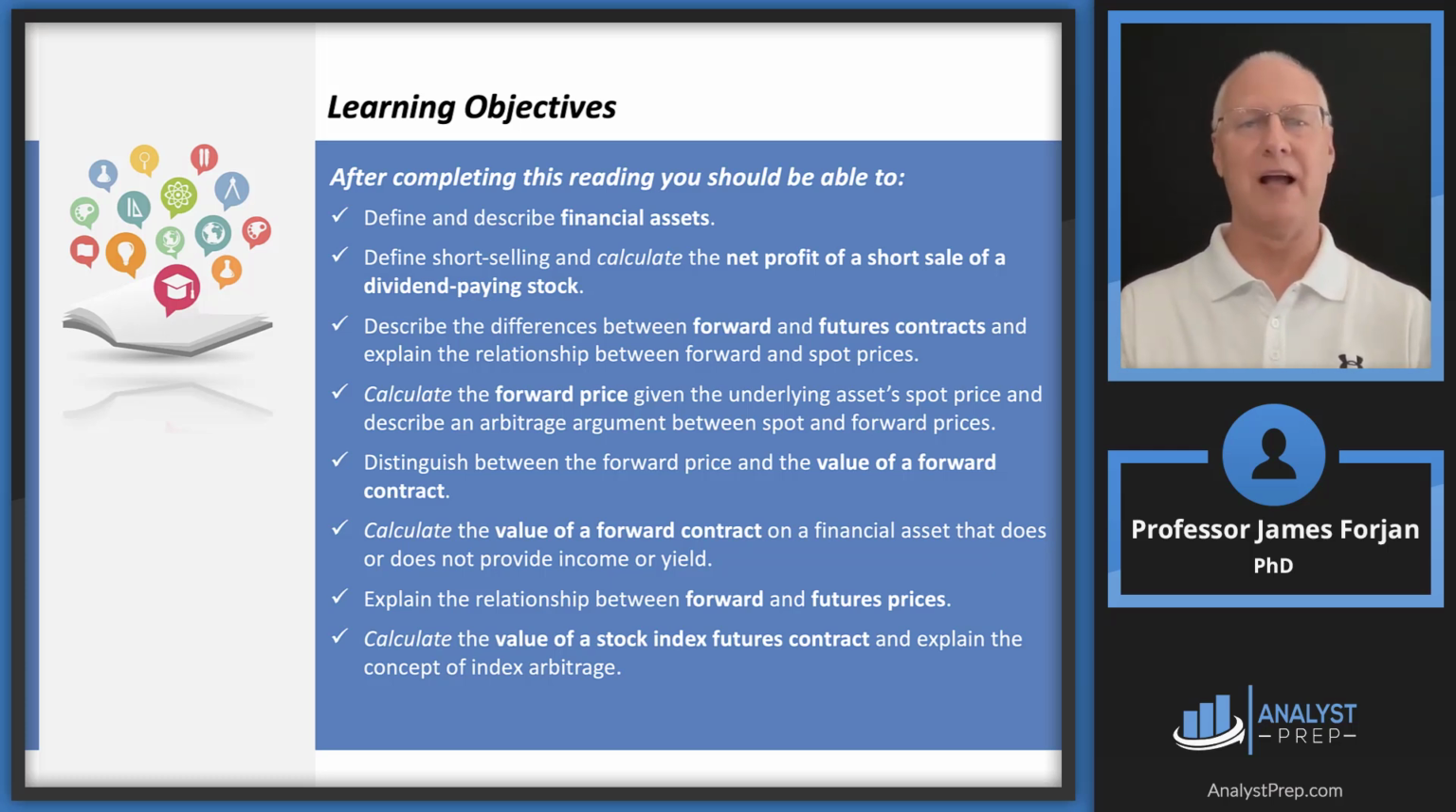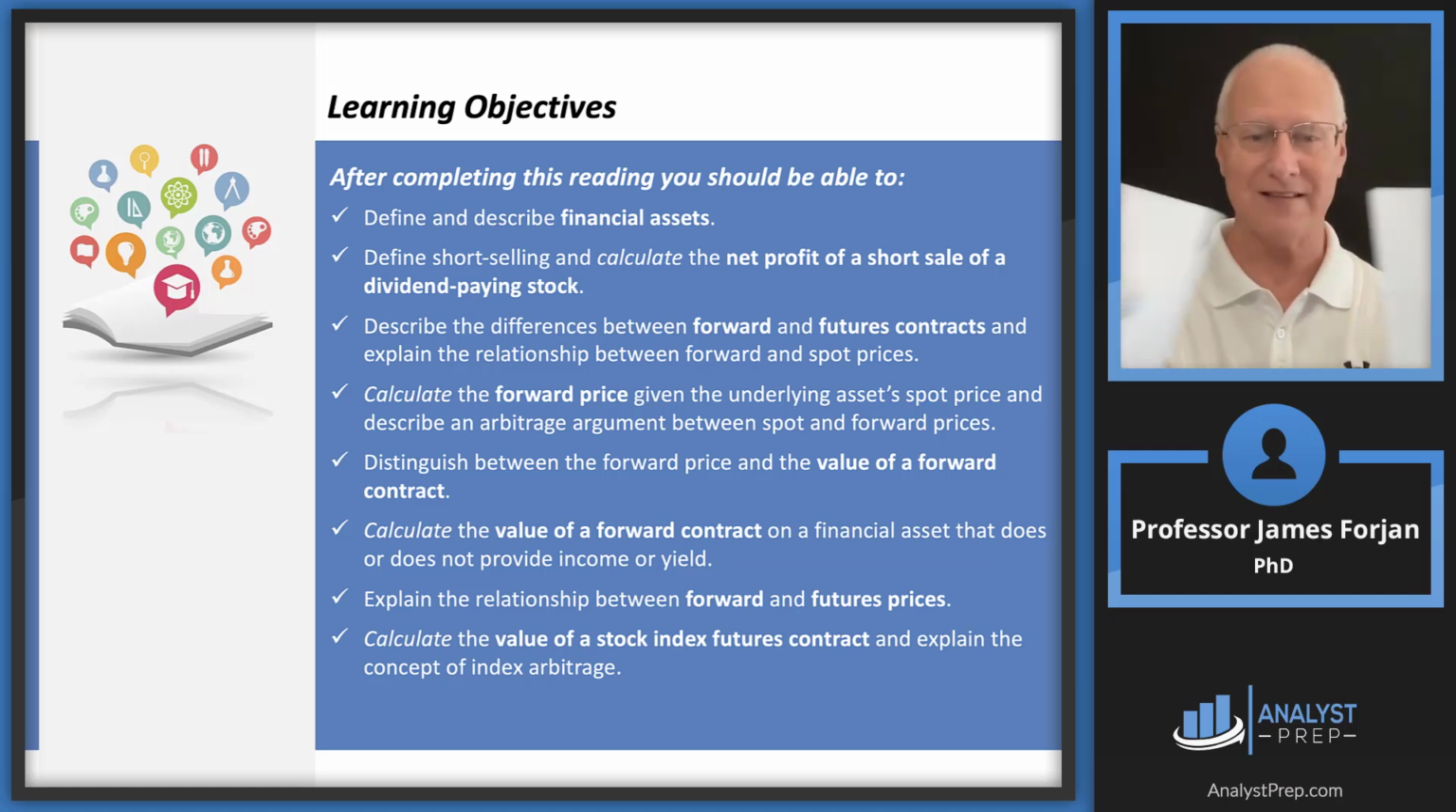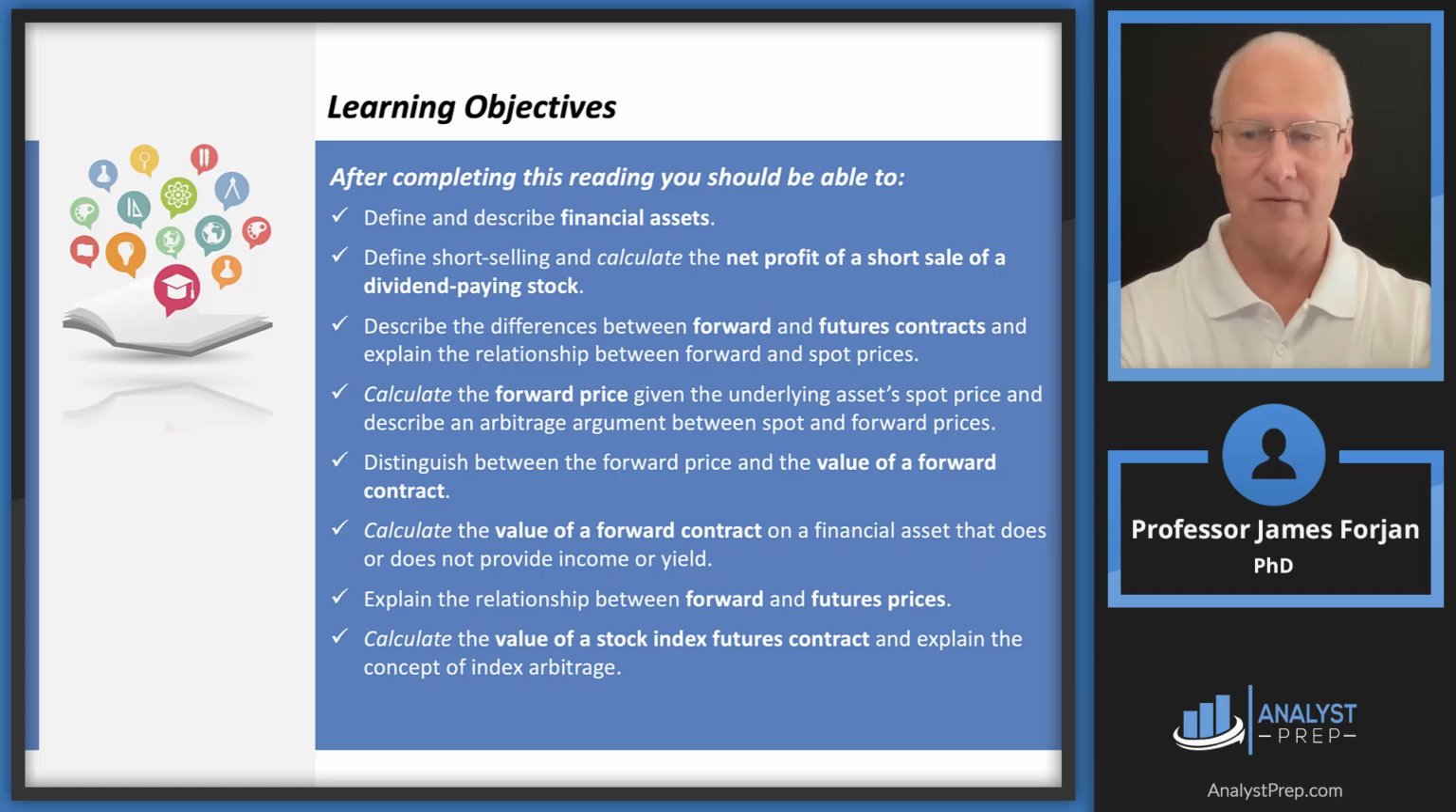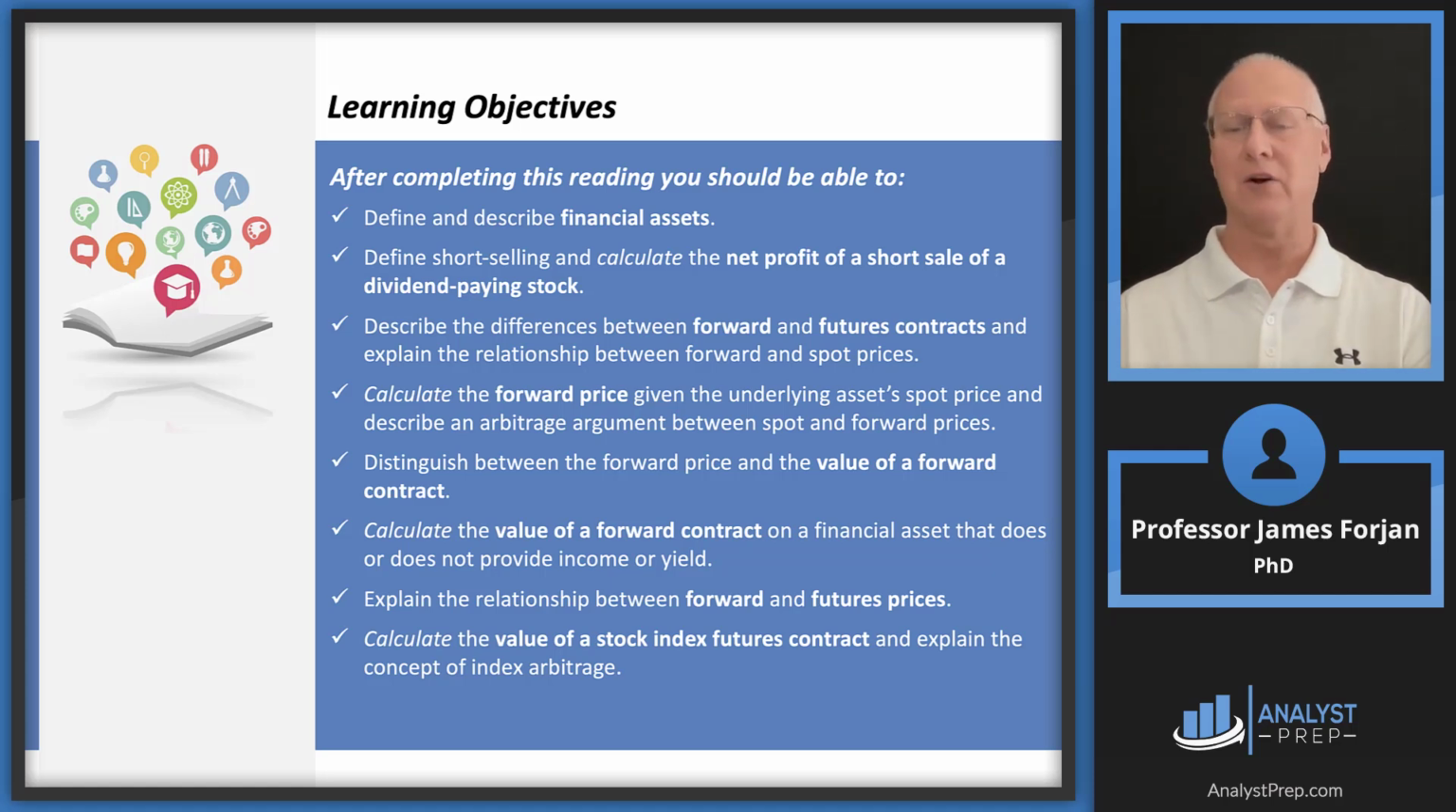So we're going to define and describe financial assets. I just did that, and we didn't do any short selling. That's super easy. So, the difference between forward and futures, we have a slide for that one. That'll be super easy. Calculate forward price. There's that $1.20 for the grapefruit and the $120 for the share of stock. And then distinguish between the forward price and the value. That's this thing right here, the value of that forward contract. And then we're going to go ahead and calculate the value, and then we'll do some arbitrage stuff. We won't use a share of stock, we'll use a stock index.